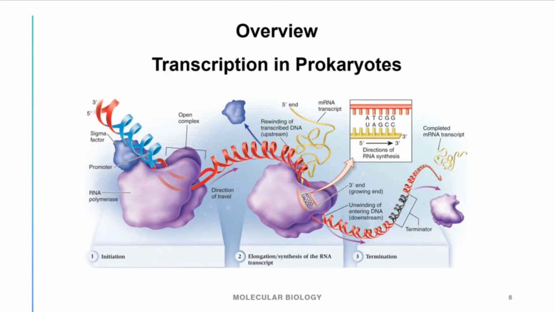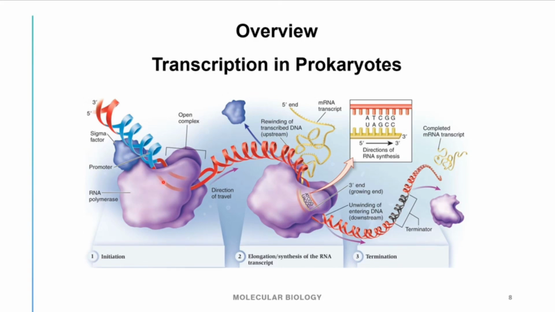This is an overview of what transcription is like in prokaryotic cells. We're starting from initiation, where the RNA polymerase binds to the promoter region of the DNA with the help of the sigma factor. And this binding of the RNA polymerase will form something called an open complex. After the initiation process, RNA polymerase will glide along the DNA. As you can see, the DNA is unwound into two single strands.